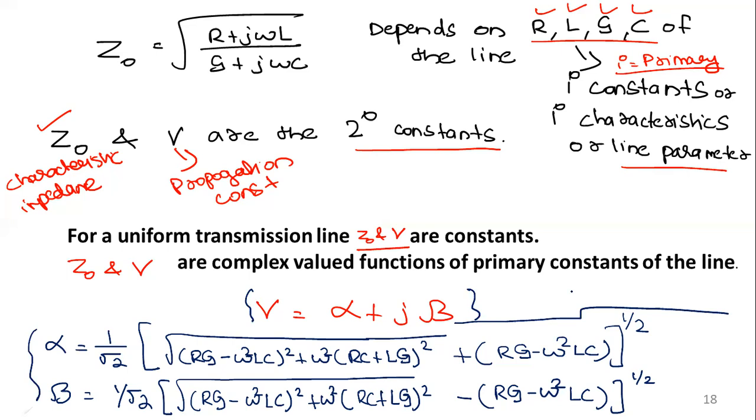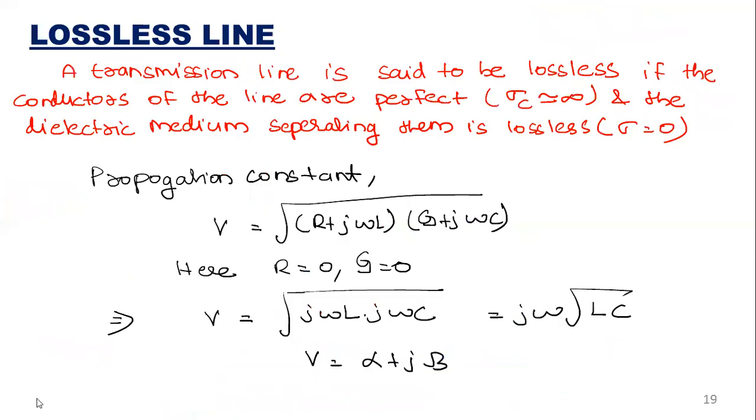And now we will see what is going to happen for a lossless line. A transmission line is said to be lossless if the conductors of the line are perfect, that is, they have infinite conductivity, and the dielectric medium separating them is lossless, that is, sigma is equal to 0. So here we say R equal to 0 and G equal to 0 for a lossless line. So again, we can derive it. What does that say?